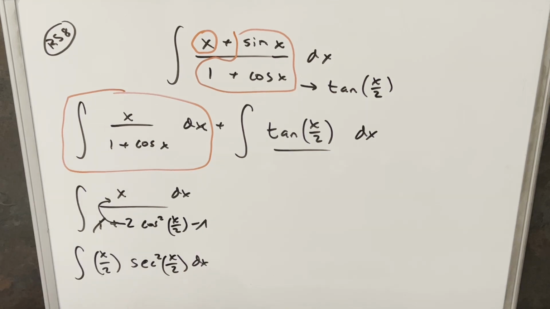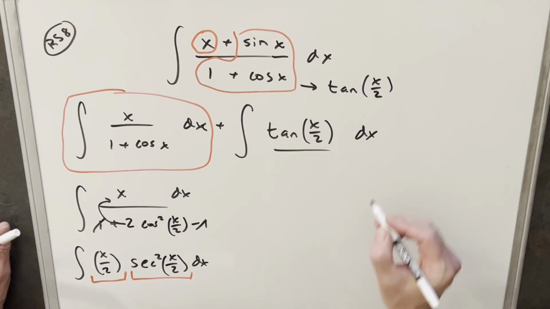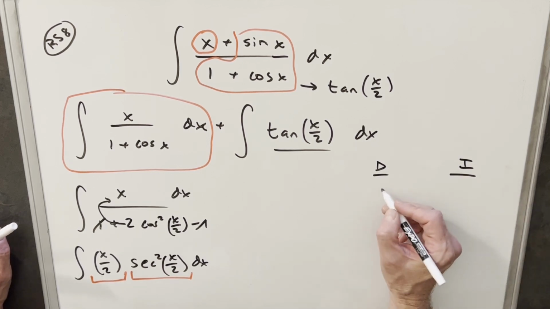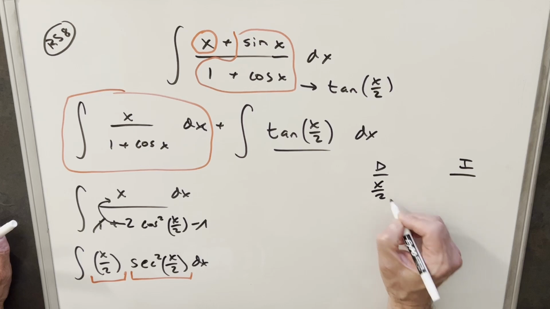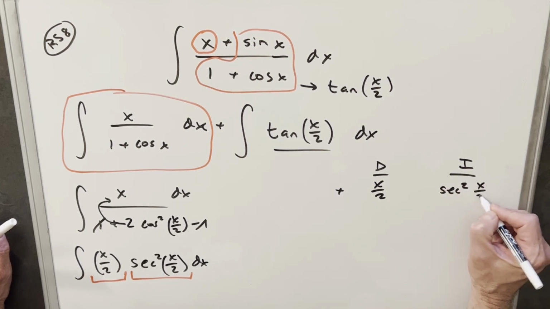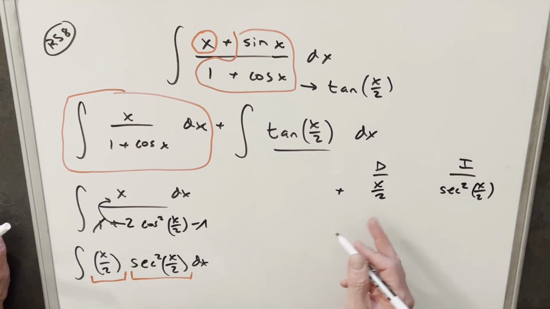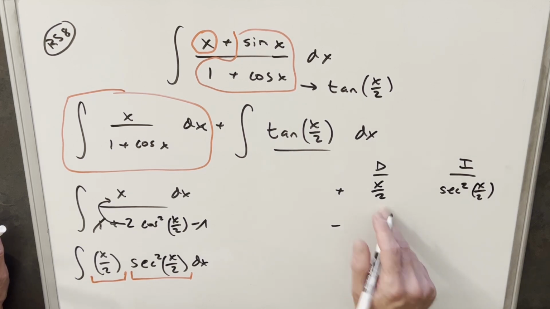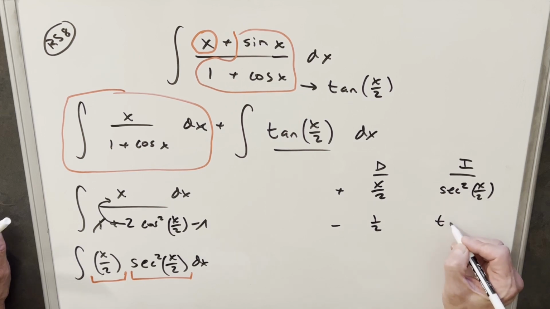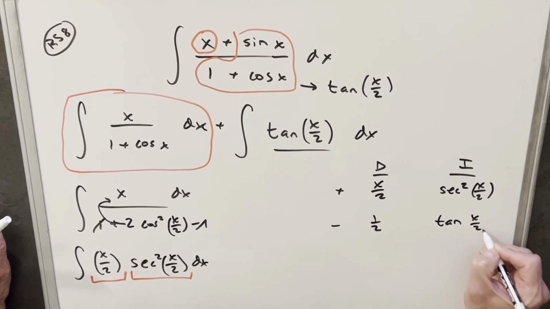And now this integral is not too bad because we know how to integrate this and we know how to differentiate this. So I think this is going to be a perfect case for integration by parts. I'll use the DI method or tabular integration. And what I'm going to do is we'll differentiate, like I said, x over 2. We'll integrate secant squared x over 2. Let's just do this real quick. So derivative of x over 2 is just going to be 1/2. Integral here, this is going to be tan x over 2.